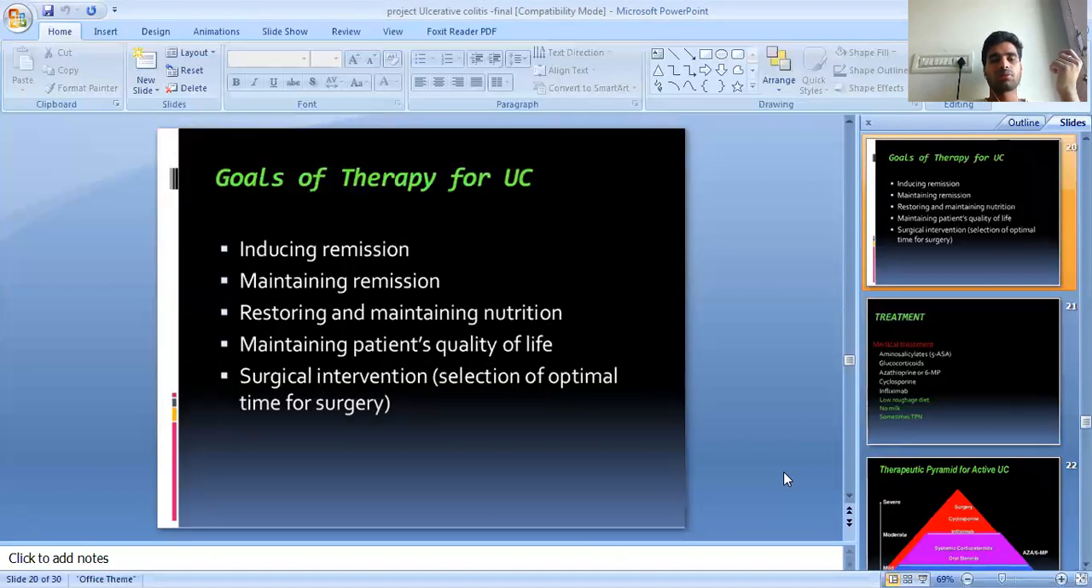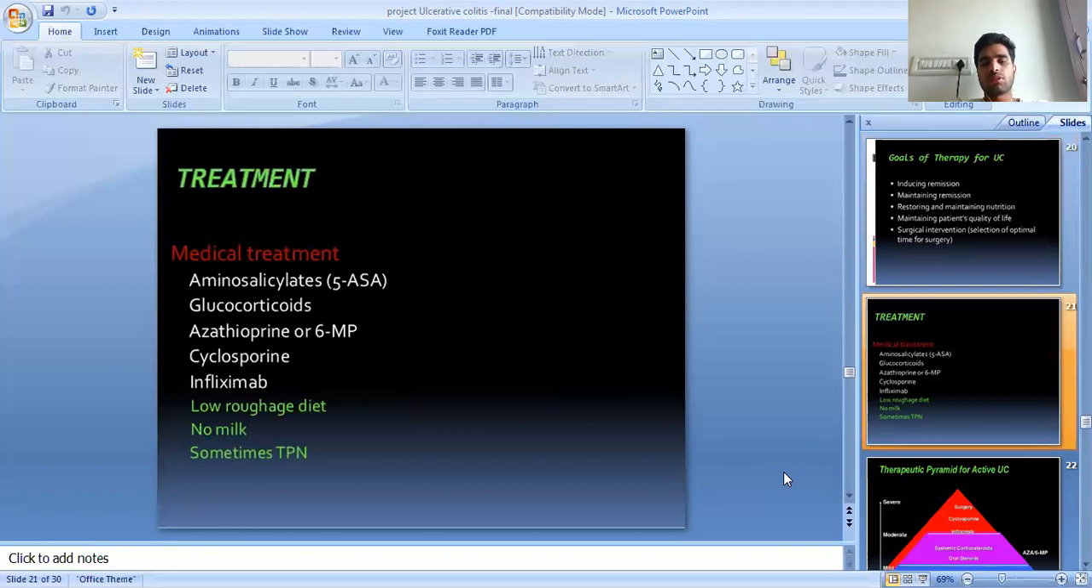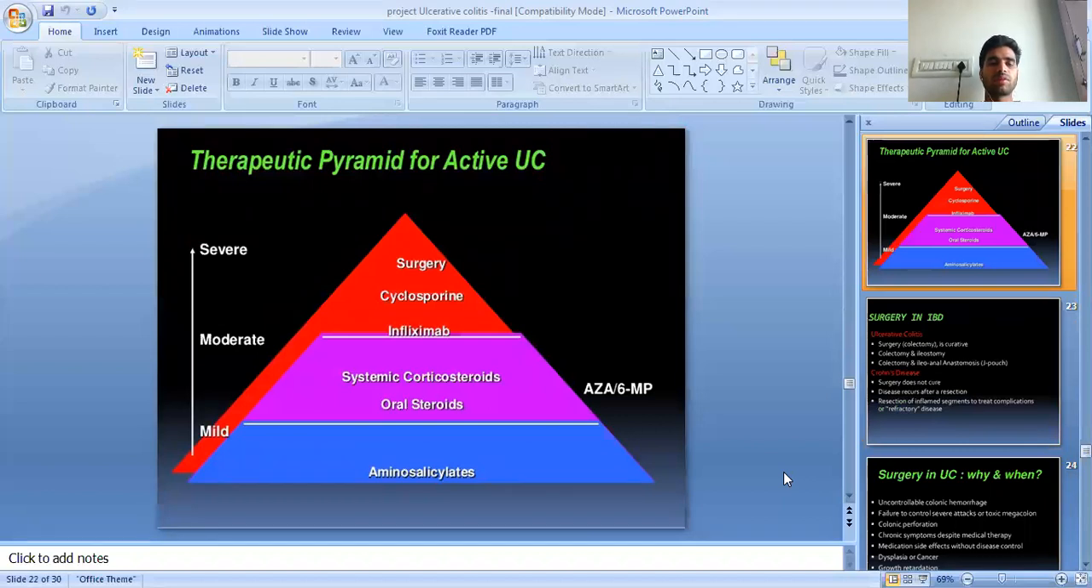Also, therapy treatment known in modern science. Medical treatment: aminosalicylates, glucocorticoids, azathioprine, cyclosporin, infliximab, low residue diet, no milk sometimes. If you have mild ulcerative colitis, then we can prefer aminosalicylates. If you have moderate symptoms of ulcerative colitis, then we can prefer systemic corticosteroid and oral steroids. If you have severe ulcerative colitis, we can prefer surgery, cyclosporin, and infliximab.